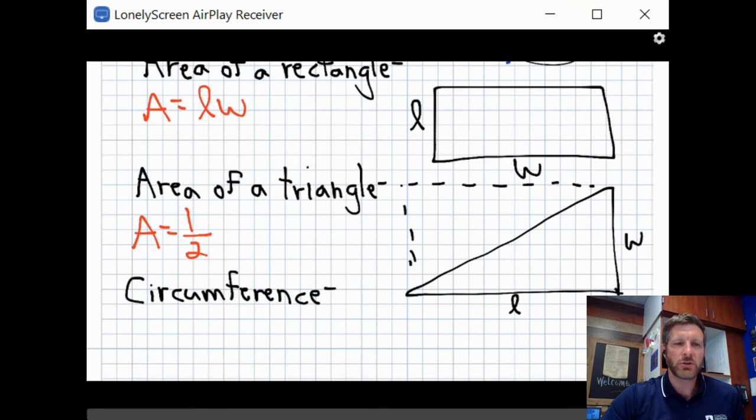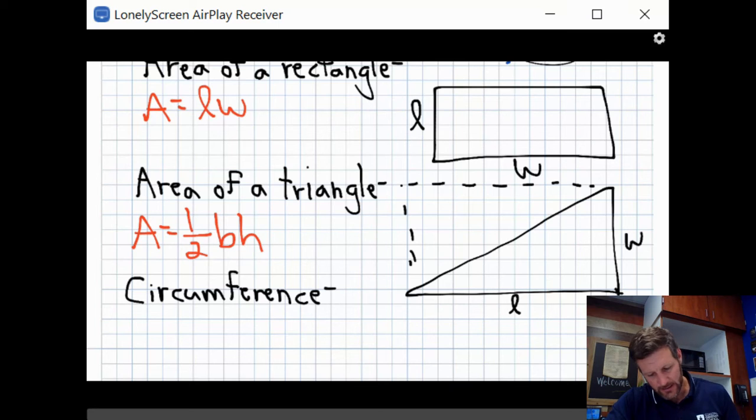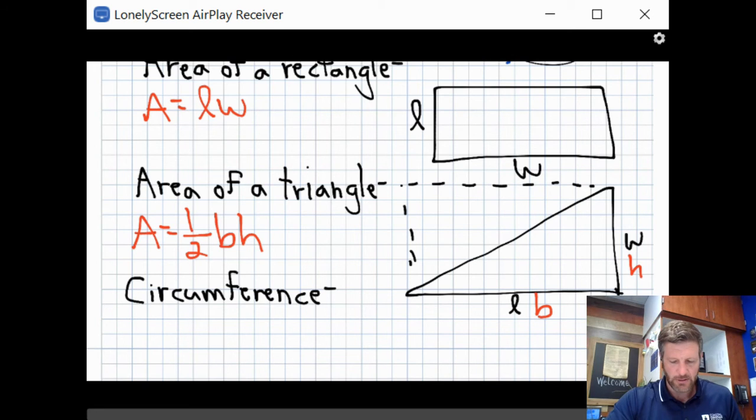And now because we do need to have the specific height of a triangle, and they're not always perpendicular lines to each other, we don't say length and width, we say base times height. And so here, rather than length, we would call this the base, and we would call this the height. So it's the base times height, but then cut in half.